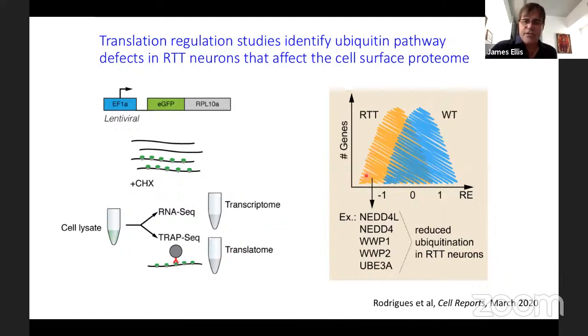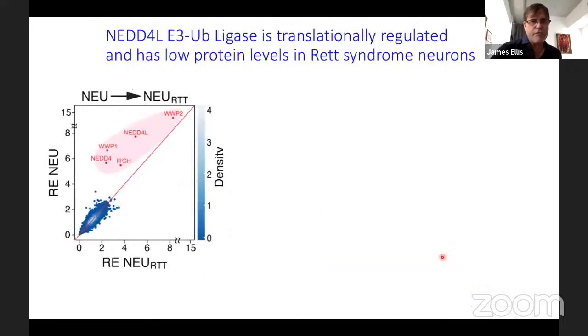The overall message is that when we look in Rett syndrome neurons, this RE stands for ribosomal engagement. Overall, there's a reduced global translation in Rett syndrome neurons, but there's also a high number of genes that are translated to a lower degree than in wild type. The ones that are most affected are these five here, which are all E3 ubiquitin ligases, leading to reduced ubiquitination in these Rett syndrome neurons. So I'll run through the data.